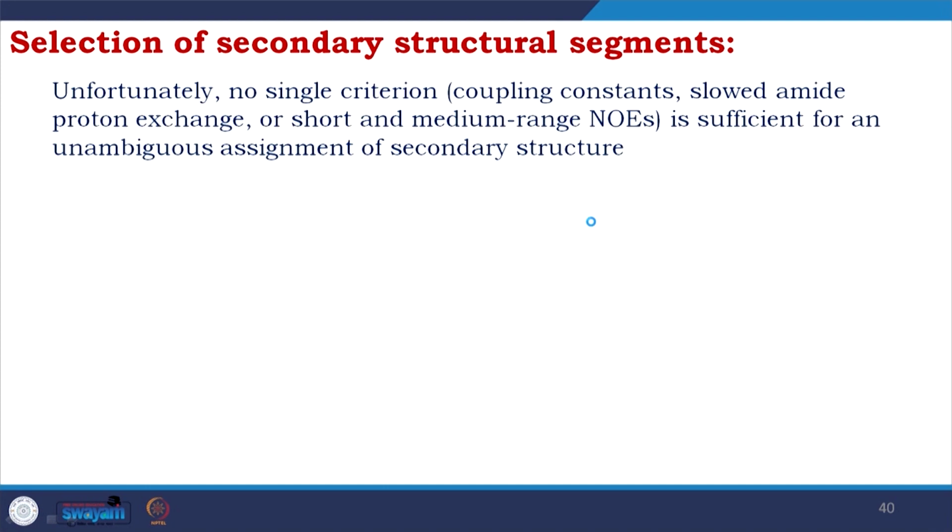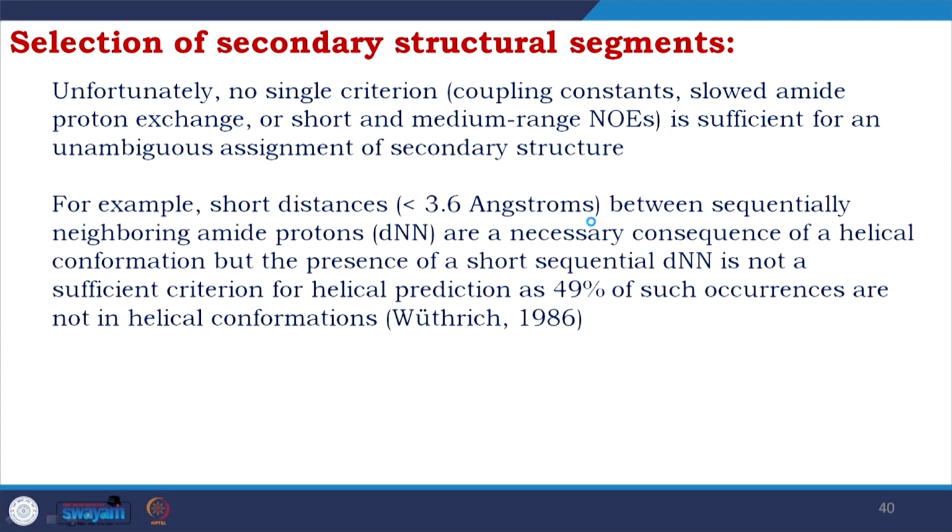Unfortunately, no single criterion, coupling constant, amide proton exchange or short and medium range NOEs, is sufficient for an unambiguous assignment of secondary structure. For example, a short distance, less than 3.6 angstrom, between sequentially neighboring amide protons, dNN, is a necessary consequence of a helical conformation, but the presence of a short sequential dNN is not a sufficient criterion for helical prediction, as 49% of such occurrences are not in helical conformation according to Wüthrich's work in 1986.